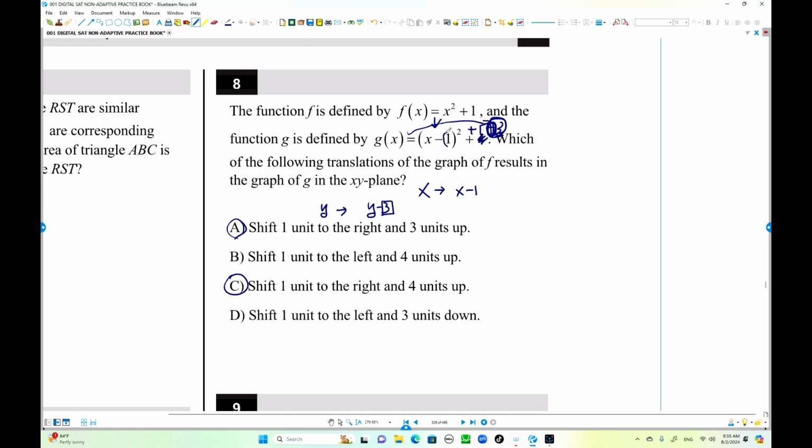Except this one, okay? 1 unit right. If this is plus 1, it is 1 unit left. But this one is what we have the number on the right hand side, okay? So this number equals plus 1 and plus 3. Let me see. So 3 units up, okay? So choice option A is the answer, okay?